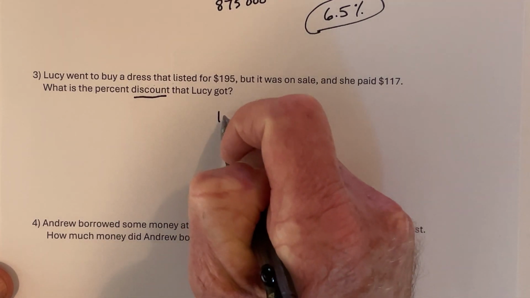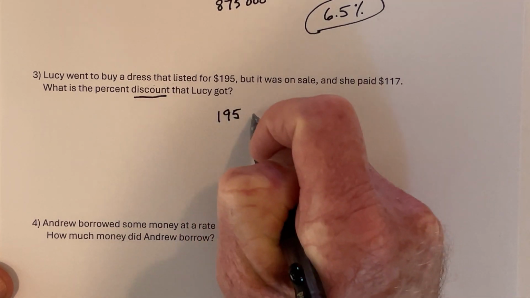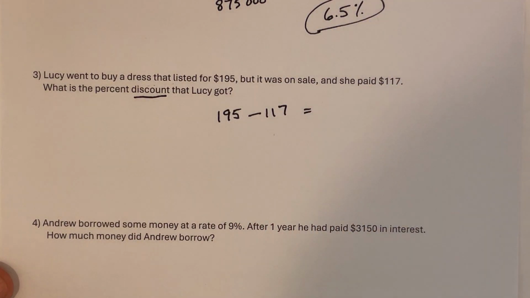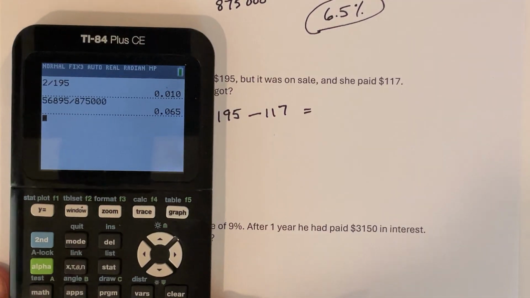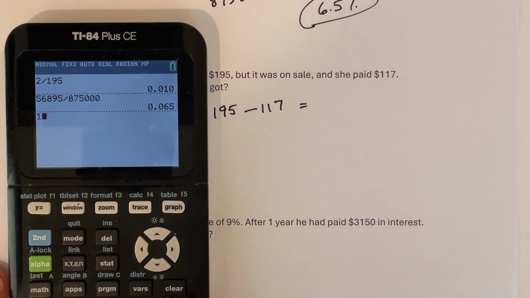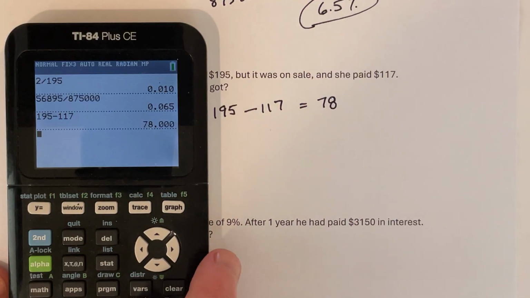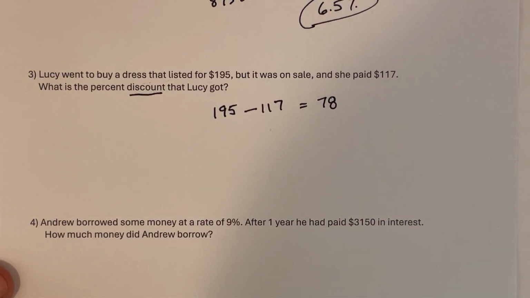So how much is $195, but she paid $117. So in other words, how much was the dress discounted? So 195 minus 117. So they took $78 off. That's the discount. Now that's dollars, that's not percent.